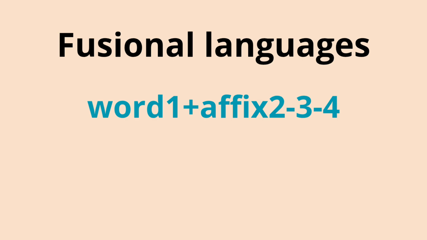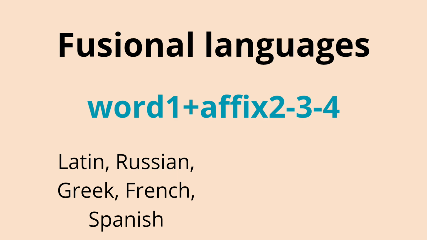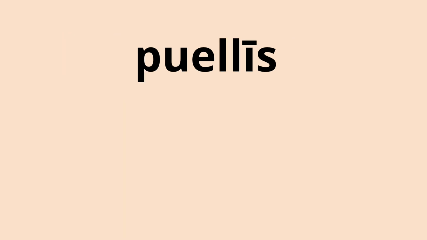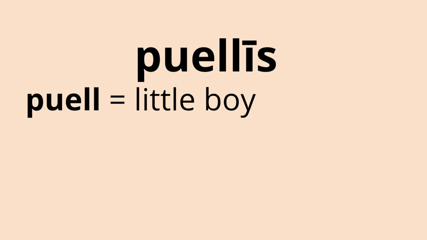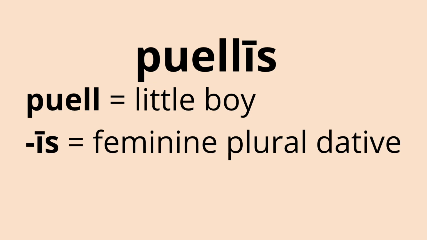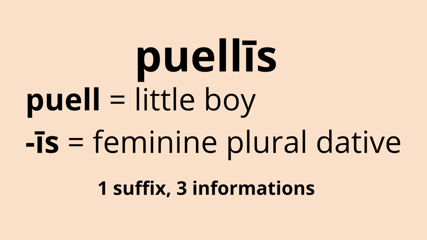Fusional languages use affixes that pack multiple meanings into a single unit, like in Latin, but also in Russian, Greek, French, or Spanish. Take the previous Latin example, puellis. The base is puel, meaning little boy, and the suffix is stands for the feminine plural dative form. So one suffix tells you three pieces of information.